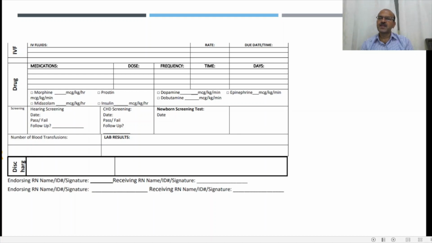action we need. So the name of the medications, whether any test screening is due, and if that has been done, any lab results which are to be collected, and then you mention if there is any transfusion. If the baby is getting discharged, you would mention that as well. So obviously the person giving and the person receiving should both sign, and it should be documented in the file.